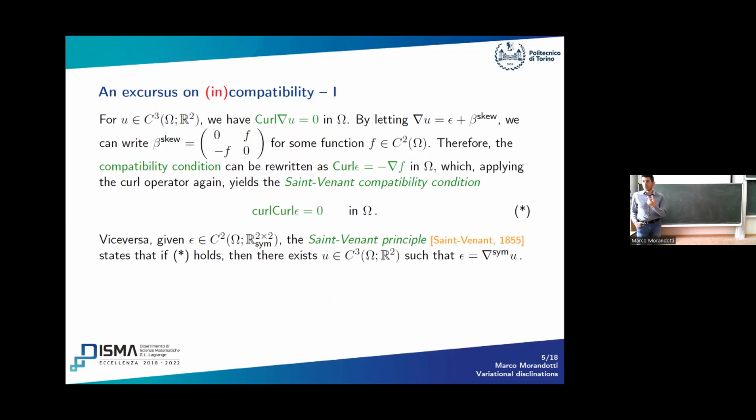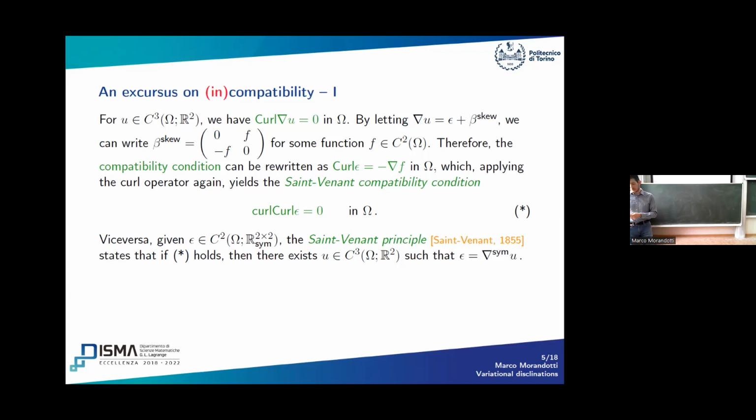So then the gradient can be split into two parts, the symmetric part, which is epsilon, as we said before, and the skew symmetric part, which we call beta. And then beta is representable by an antisymmetric matrix, which in 2 dimensions is identified by only one parameter, the element of the diagonal. And this needs to be a C2 function. Then the compatibility condition can be written in the following way. The curl of epsilon is equal to minus the gradient of f, if you just compute what is there. And applying the curl operator again gives us the Saint-Venant compatibility condition.